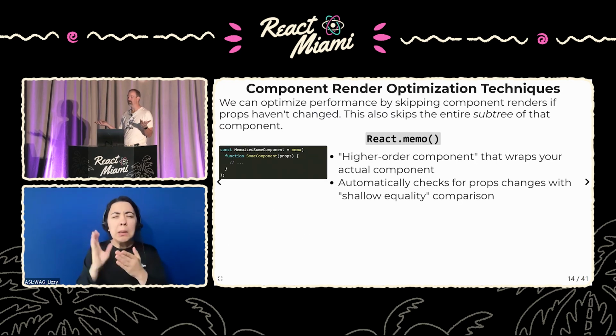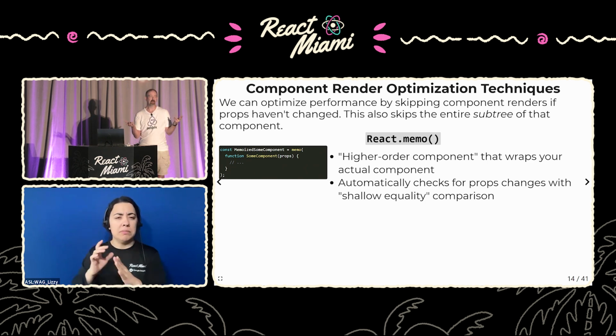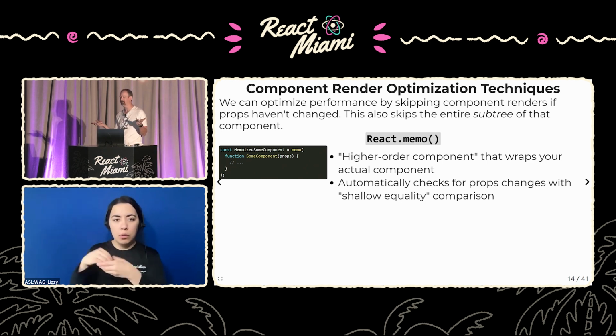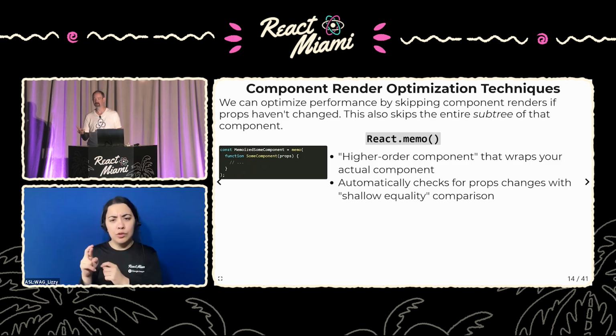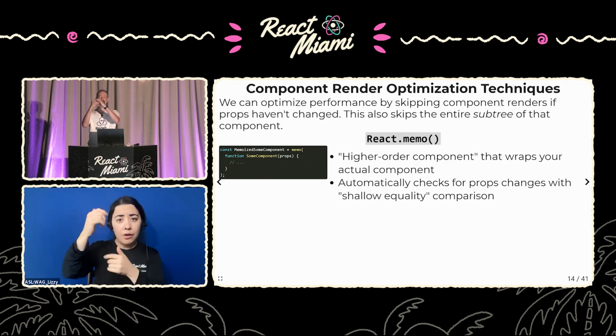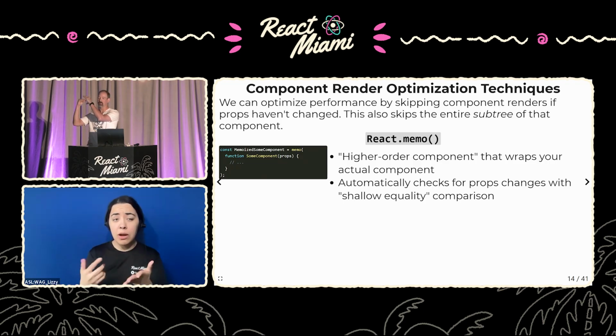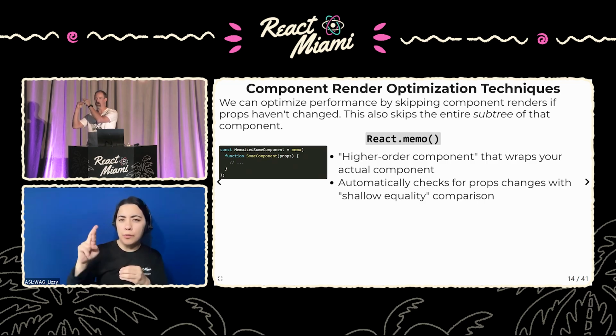So how do we optimize rendering components? The main way we do this is by skipping rendering a component if the props haven't changed. And React's built-in way to do this is react.memo. If you've ever heard the phrase higher order component, it's just a fancy way of saying I put a wrapper component around the one that I actually care about.